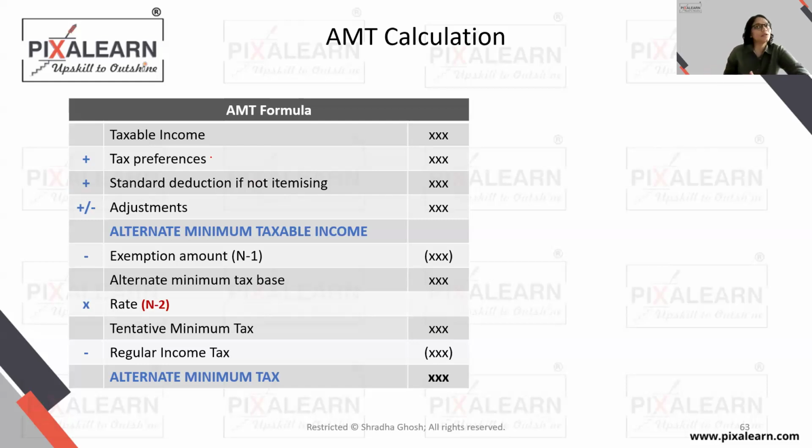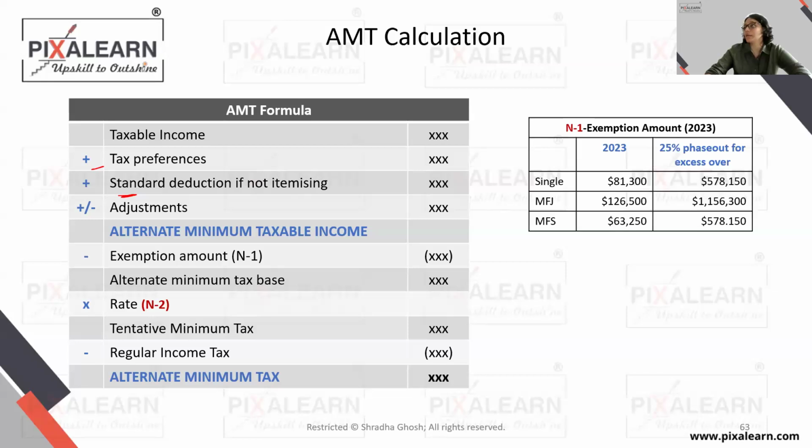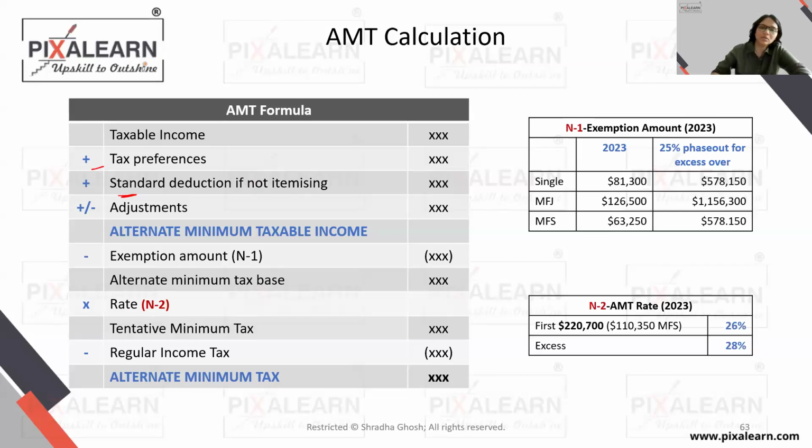What are those rollbacks that you have to do? Typically, the standard deductions have to be added back. The preferences have to be added back. The adjustments could either be a plus or a minus. And remember, there's only one credit that you get here, the AMT credit, and then you arrive at the alternate minimum tax. I don't see them asking you all of this in AMT.